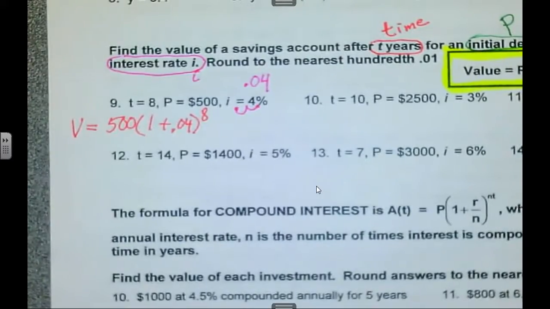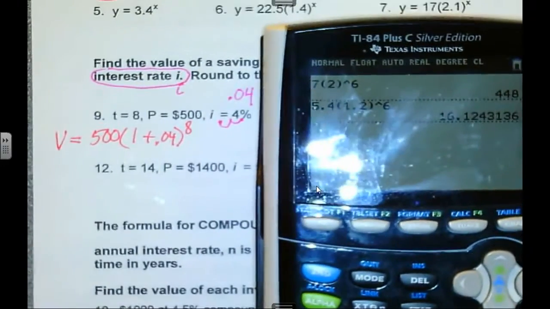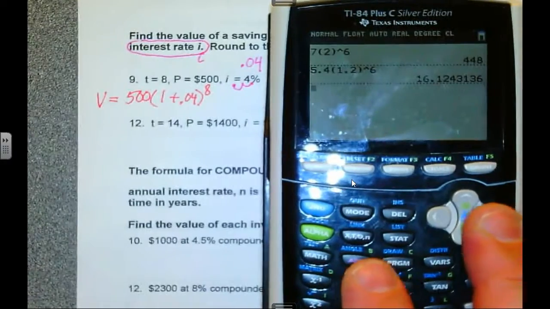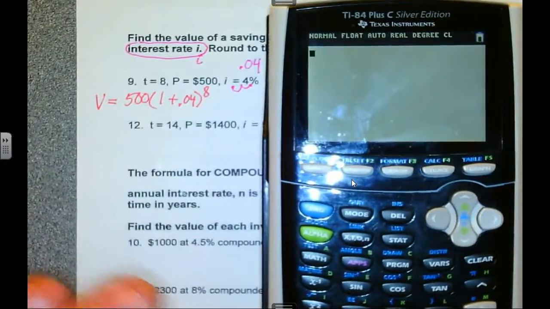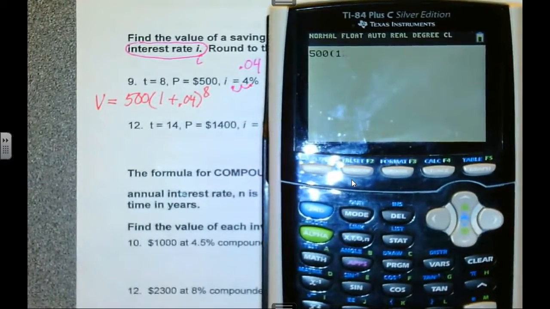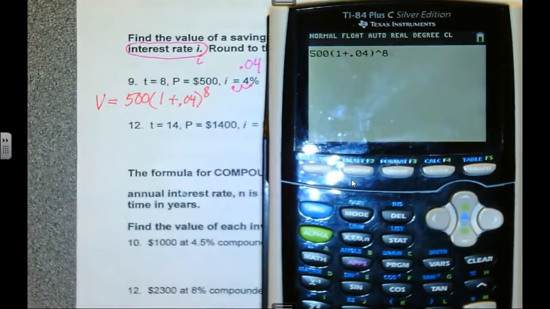Okay? And you guys are all used to putting this into the calculator now, right? So, 500, parenthesis, 1 plus 0.04, close the parenthesis, raise, use the caret key, and this time we're raising it to the 8th. If you don't put parentheses in there, you're going to get the wrong answer.